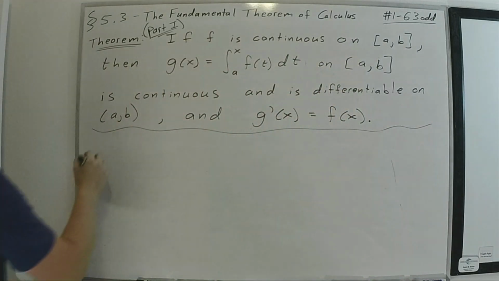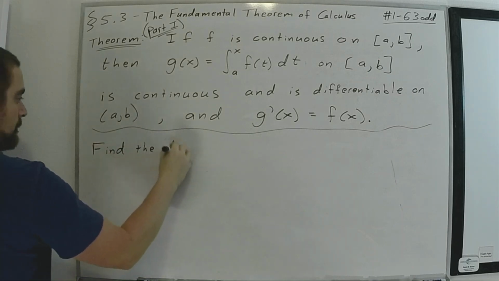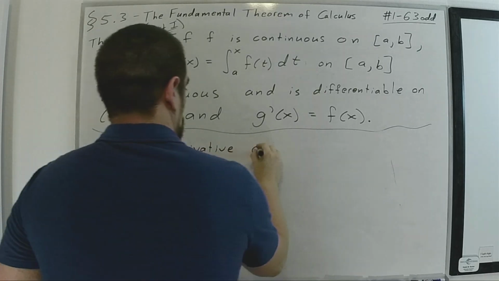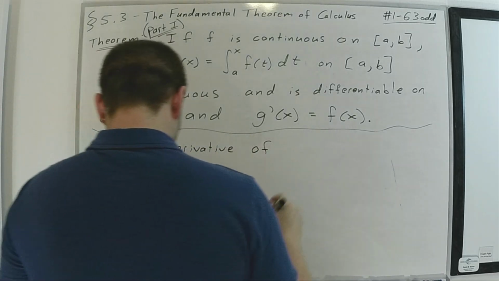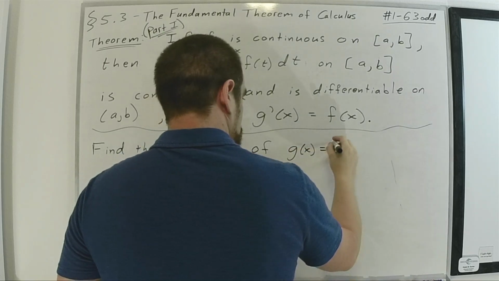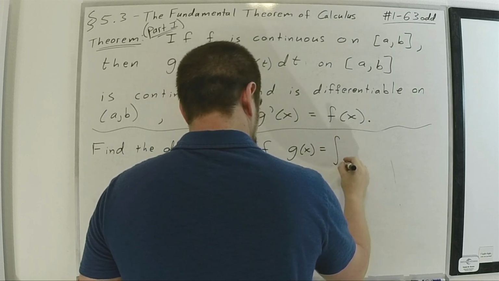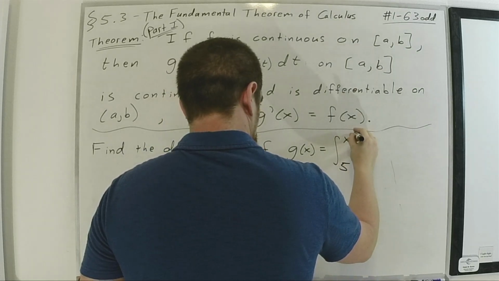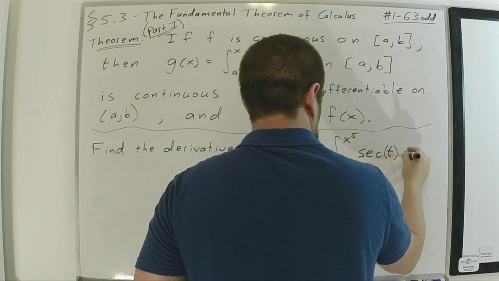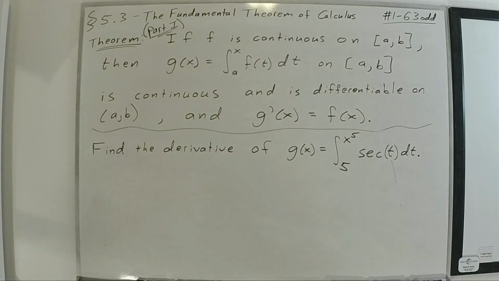So let's say we want to find the derivative of g of x, which is equal to the integral from 5 to x to the 5th of secant of t dt. So here it becomes a little more involved.